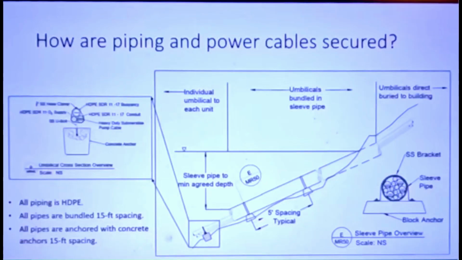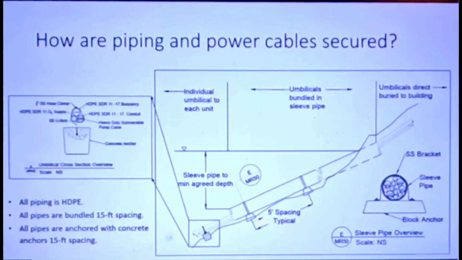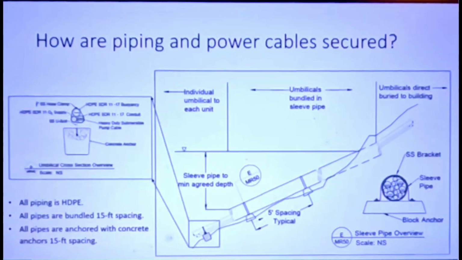We bundle all of our pipes with stainless steel hose clamps and then anchor them at set spacing with a concrete anchor. So not only is it all HDPE bundled, it has anchors every 15 feet. Each anchor weighs about 65 pounds. So if somebody were to put an anchor out in the water and inadvertently hook our umbilical, well, they just gave me their brand new anchor because they're not pulling it off the bottom.